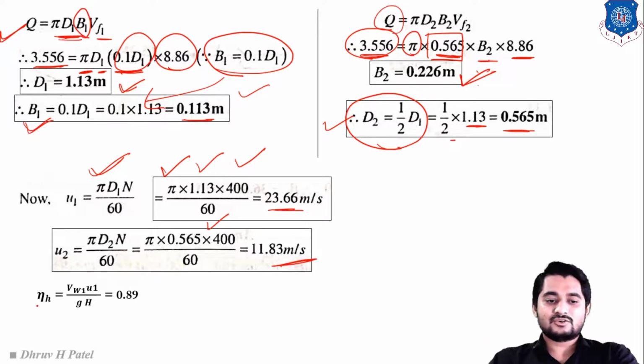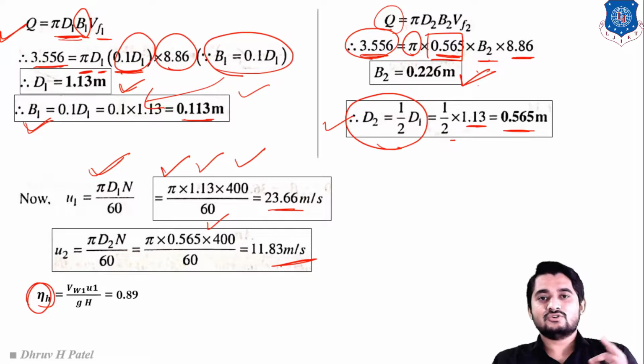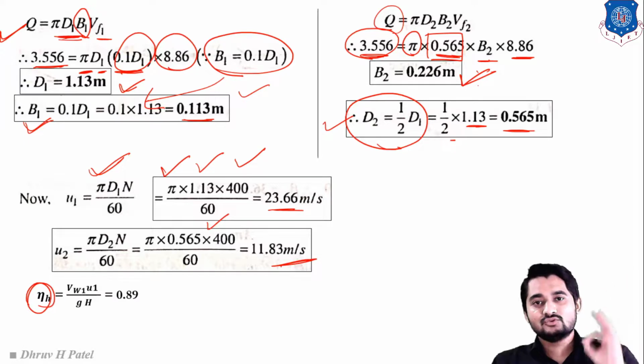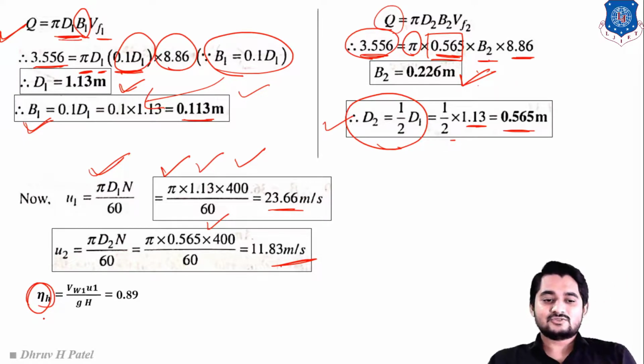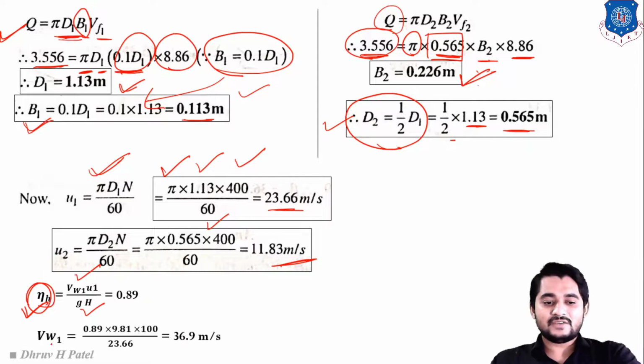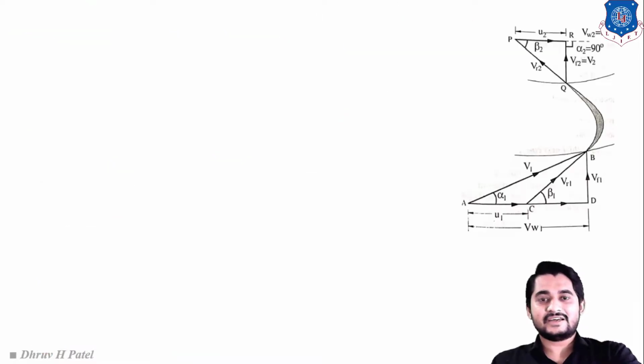Now we can use hydraulic efficiency. Remember students, for solving the Francis turbine example, you first have to analyze the given data. After that, you have to analyze which equations are known to you. Then you have to use each and every piece of given data. So at last, for hydraulic efficiency, we have already derived the equation VW1 U1 divided by gH. From this, we can find the V1 value, which helps in drawing the velocity triangle, right? So VW1 is 36.9 meter per second. So from our data, we can draw the velocity triangle as per our theory.